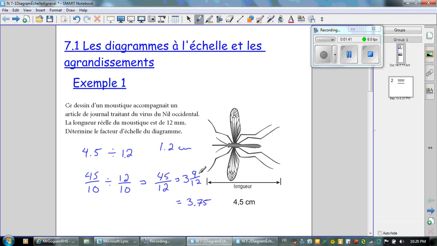That's your enlargement. So this picture is actually 3 and 3/4 bigger than actual size. Let's do another example.